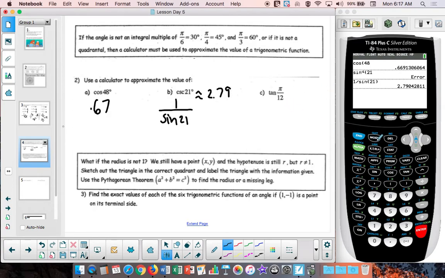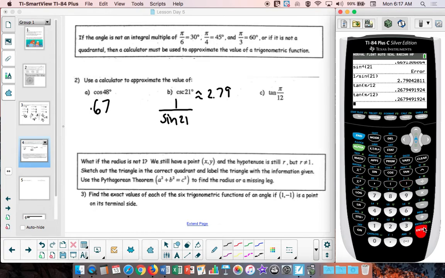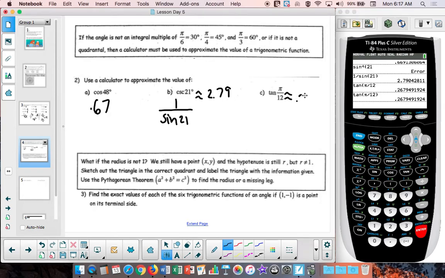Tangent of pi over 12, the trick here is you just have to switch between radians and degrees. So radian, tangent of pi divided by 12. I'm going to make sure. Yeah, okay. So it gives you the same thing, but 0.27 is the solution here. Just get comfortable with your calculator, switching between modes, making sure that you're finding the correct trig function, and nothing much else to it.